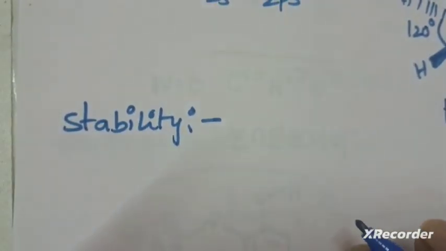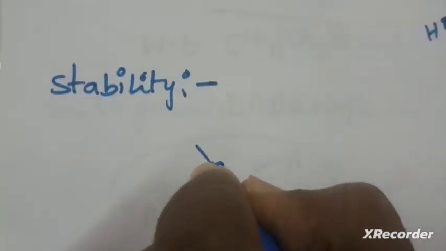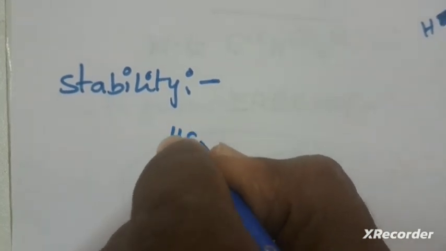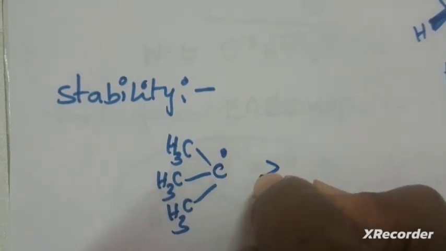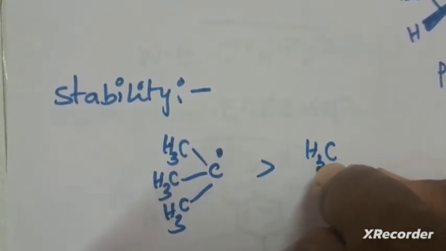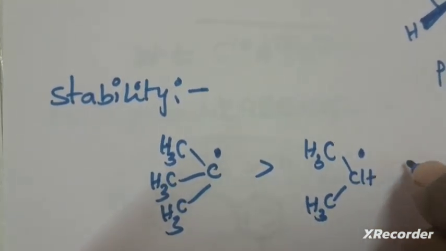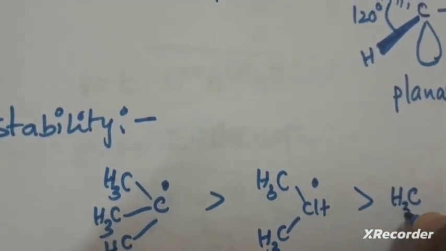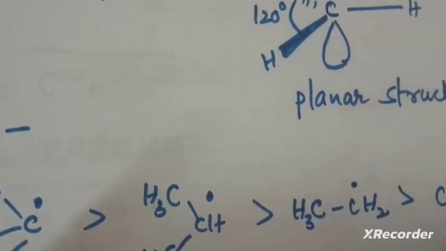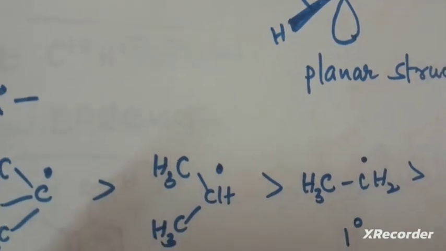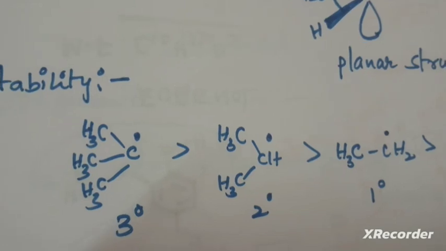The stability order is similar to the carbocation, because there is an electron deficiency in the free radical, so tertiary radicals are more stable here. Tertiary free radicals are more stable than secondary radicals. Secondary radicals are more stable than primary radicals. Primary radicals are more stable than the methyl radical. So this is the order: tertiary, secondary, primary. So this is about free radicals.